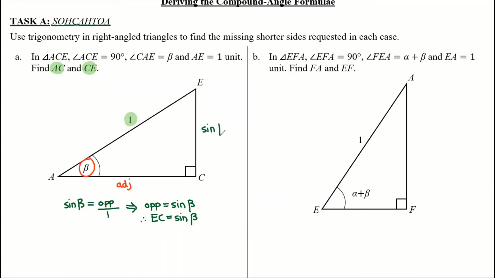Now, again, you've done this before. We've done this in mechanics as well. Without doing any more work, the adjacent side is, of course, going to be cosine beta as well, because we've got a hypotenuse of 1, so there's no scaling. All right, so I'll do that in blue. So this is going to be cosine of beta.